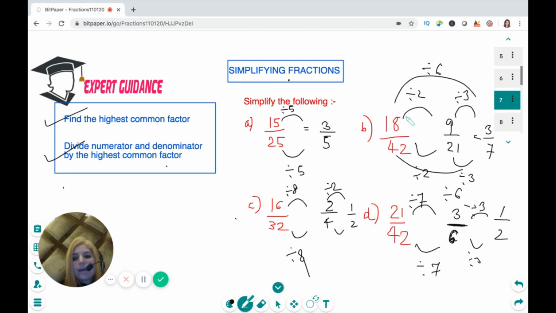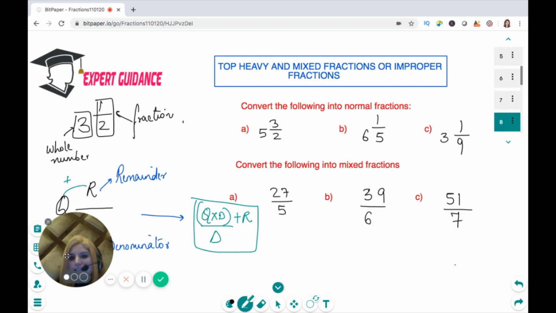So I hope simplifying fractions is clear to you, and you should be able to simplify any fractions given to you. Either you can start dividing by smaller numbers like 2, 3, 4, or you can work out the highest common factor and you can divide it only once and get the simplified number.